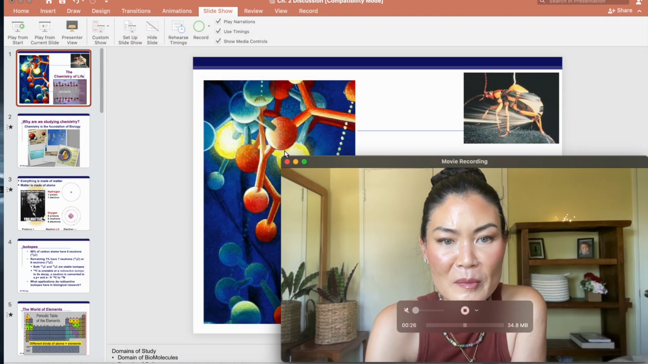Today we're going to be talking about the chemistry of life. The book that I'll be referencing is this one. This is Campbell AP Biology, and the chemistry of life is chapter 2 in this textbook. Okay, so let me just go ahead and minimize myself so that we can take a look at the PowerPoint.